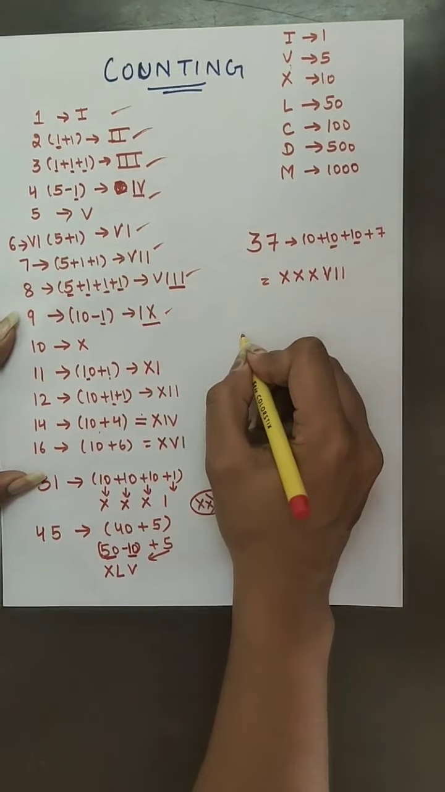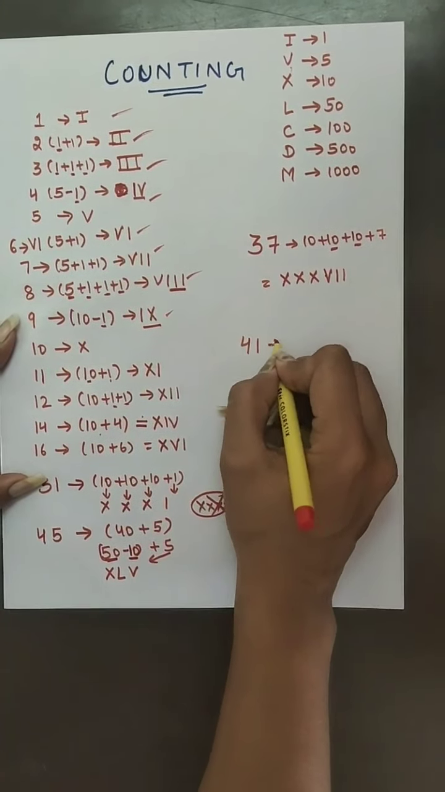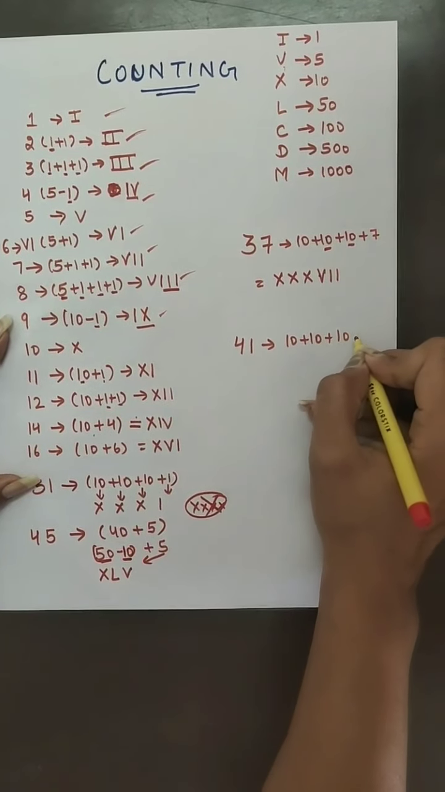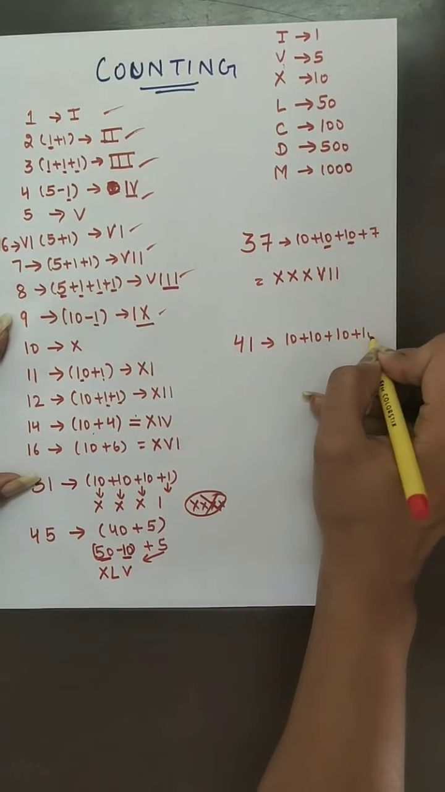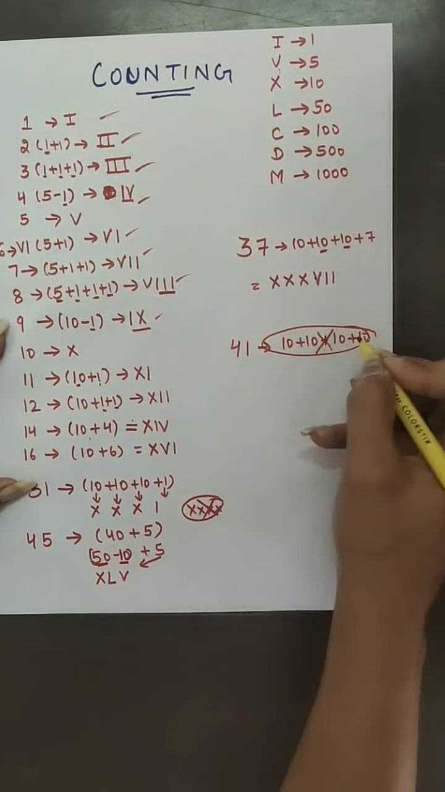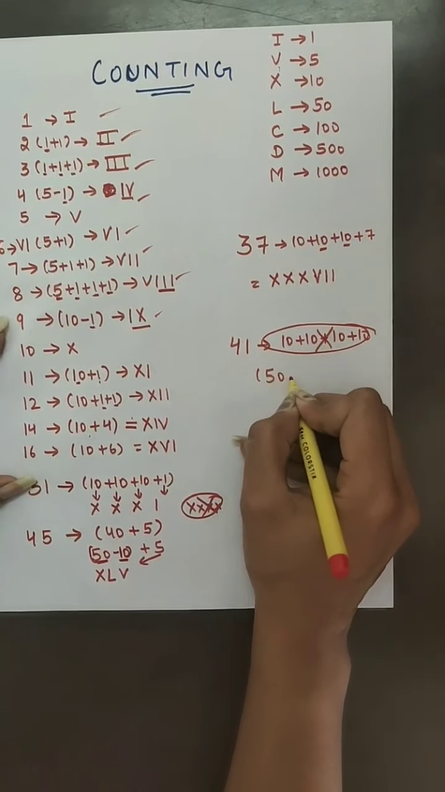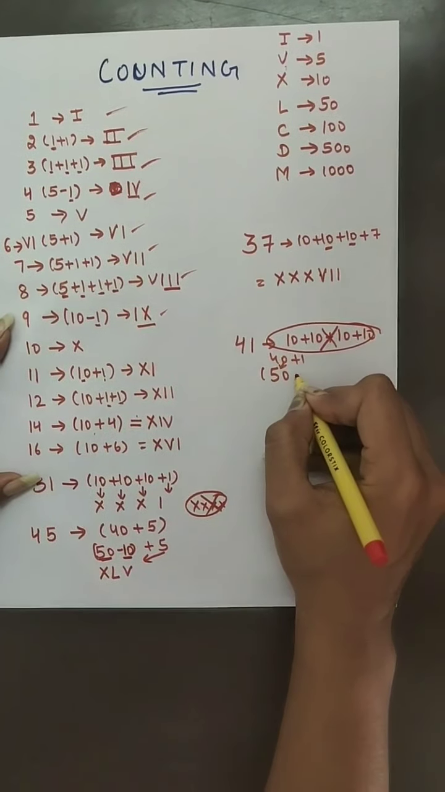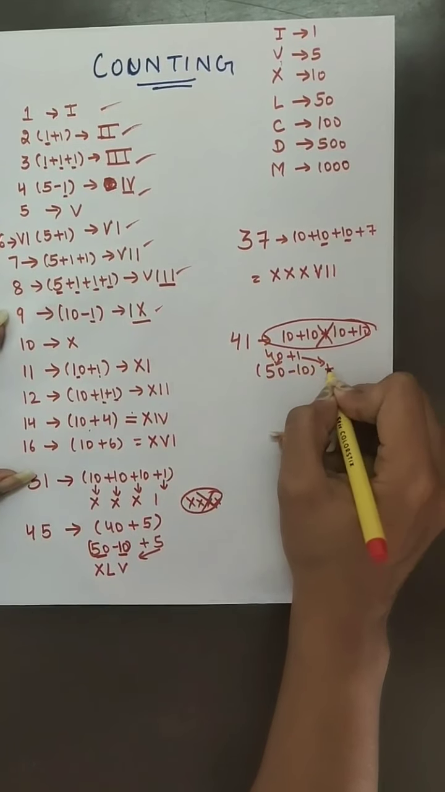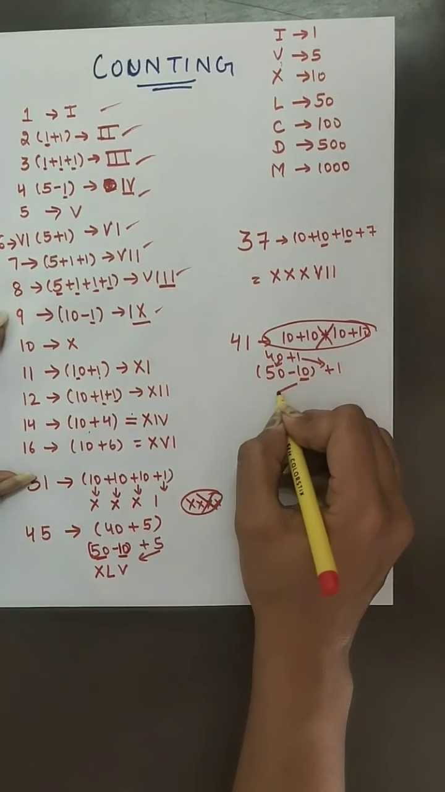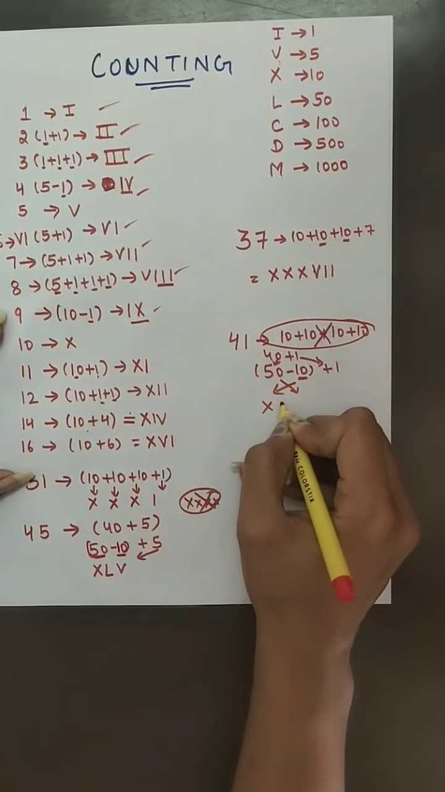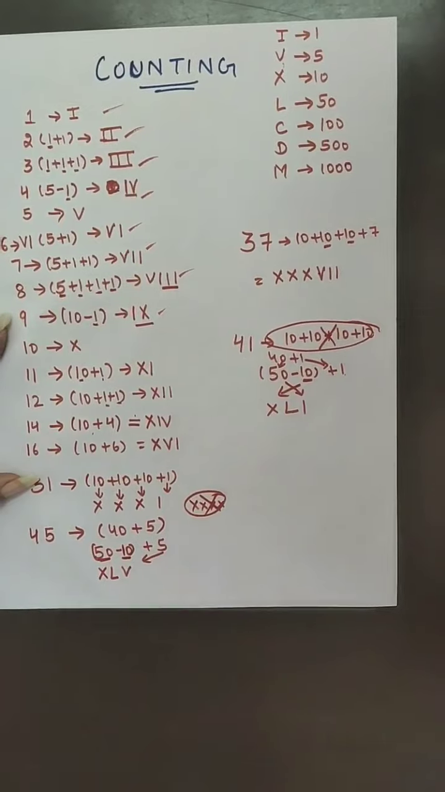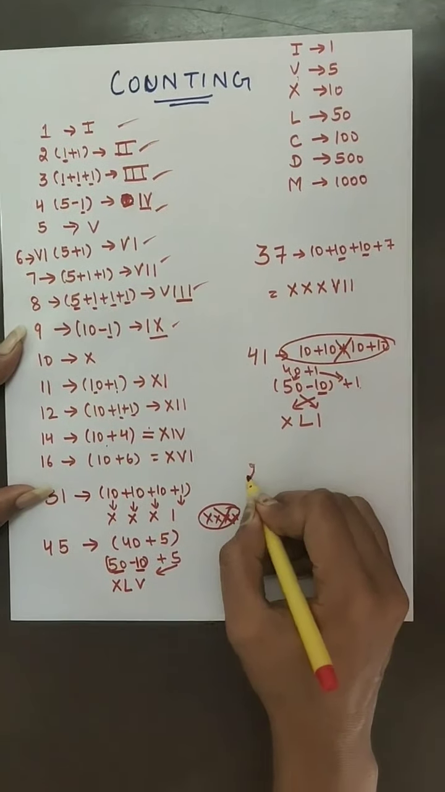Okay, now we will take 41. I'll write it as 10 plus 10 plus 10 plus 10. But again we can't repeat it 4 times, means I'll write it as 50 minus 10 plus 1. For 40 I'll write 50 minus 10. For 1 I'll write plus 1. Means for this 10 first I'll write X, then for this 50 I'll write L, and for this one I'll write I.